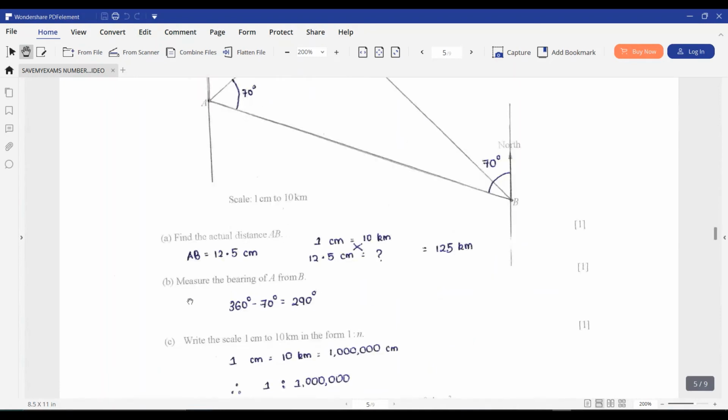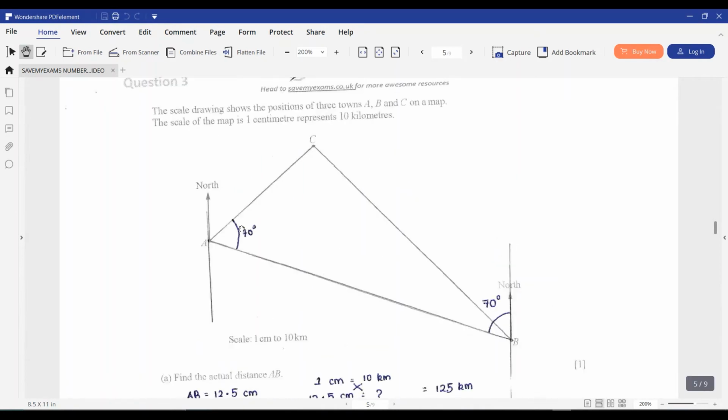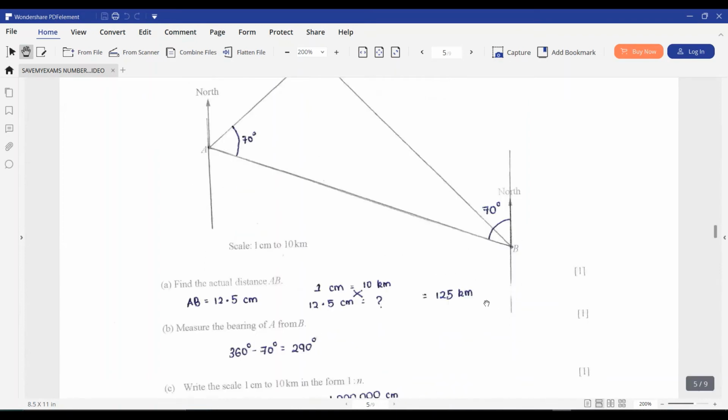Now they ask me to measure the bearing of A from B. So they want to know the clockwise bearing. So how would you do this? Using a protractor, I found that the angle CAB is equal to 70 degrees. Then, knowing that this is alternate to this, made me think that this is also 70 degrees. Taking 360 subtract 70 would give me my bearing. Hence, my bearing is 290 degrees.